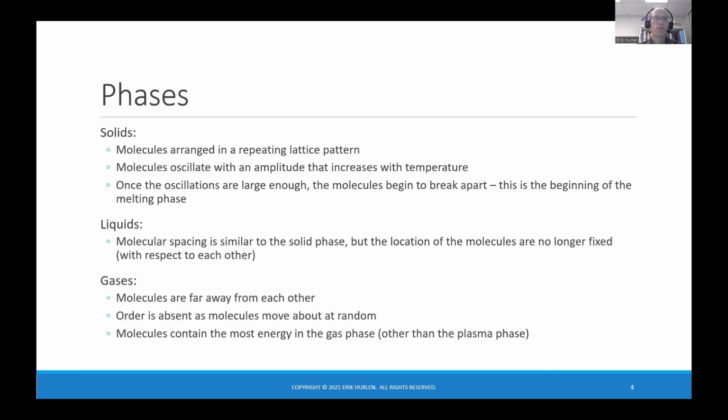For liquids, the molecular spacing is similar to that of the solid phase, but they are no longer bound to the neighboring molecules. This distance also tends to increase with temperature until the substance becomes a gas. In the gas phase, the molecules are completely separated and move randomly. This is the highest energy state of matter, not including the plasma phase, which again, we're not going to deal with in this class.